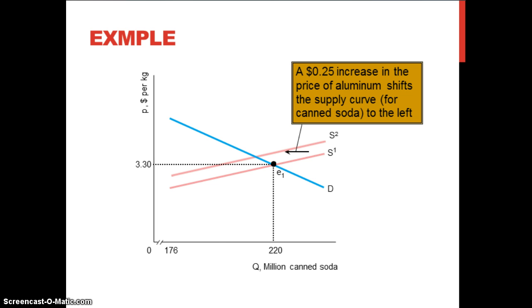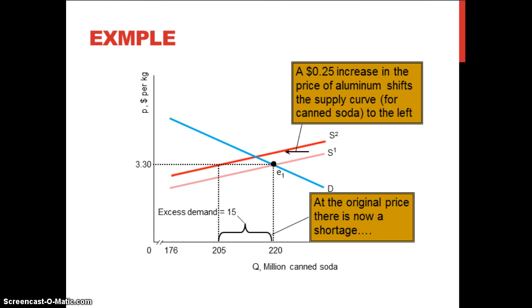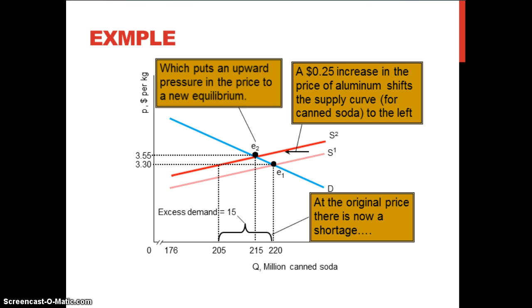And then this shift leads to a reduction of canned soda, and excess demand occurs. In other words, there is a shortage here. And then consumers accept a higher price to get more canned soda, and then suppliers can produce more. And this second equilibrium point is achieved at leftward and upward.